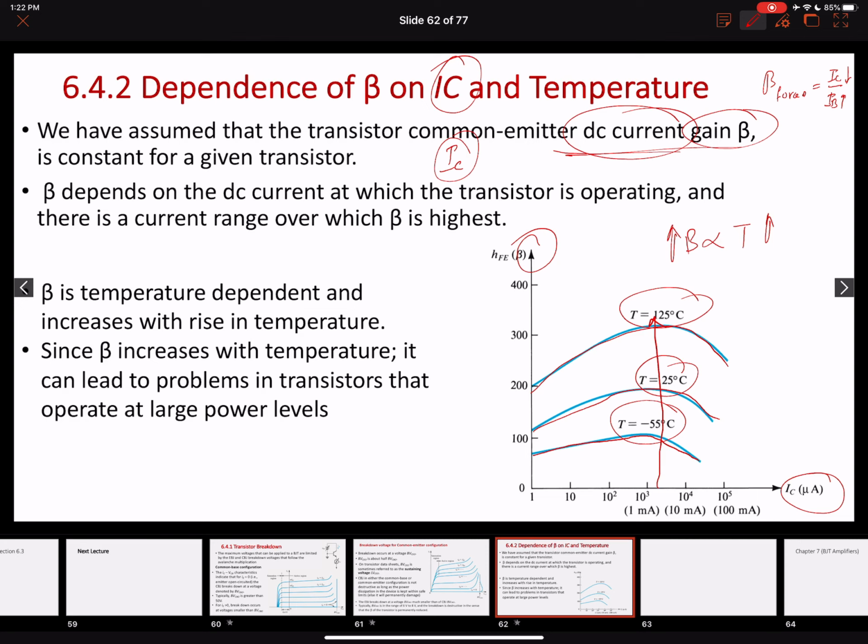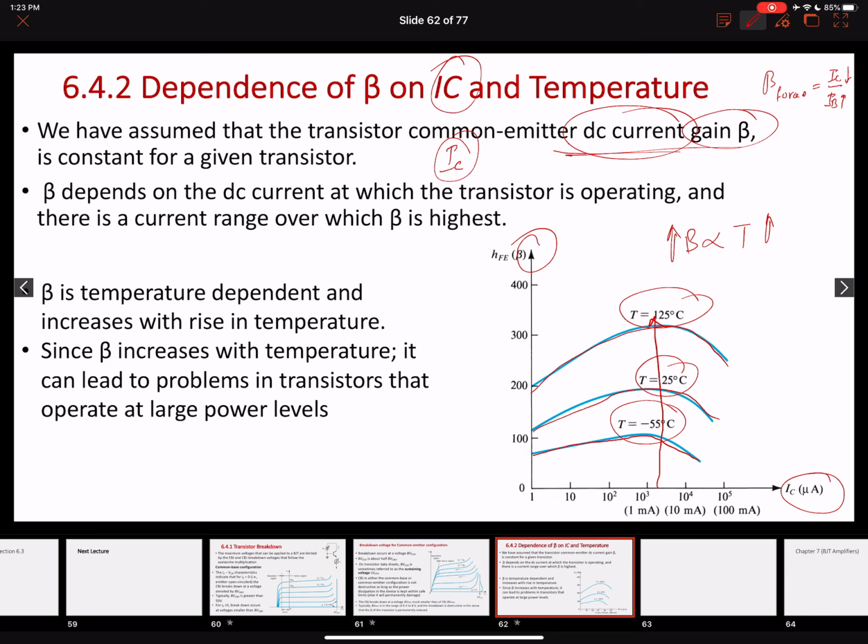Right, so one problem that we can face while operating the transistor at higher temperatures is that the beta value increases, right? So we want to make sure that we know at which temperatures, at which power levels we are operating the transistor, and what is the value of the collector current and what is the value of the beta, in terms of design consideration and design analysis.